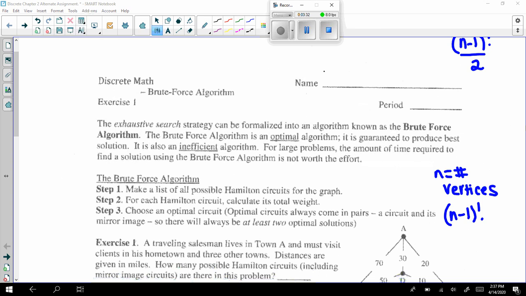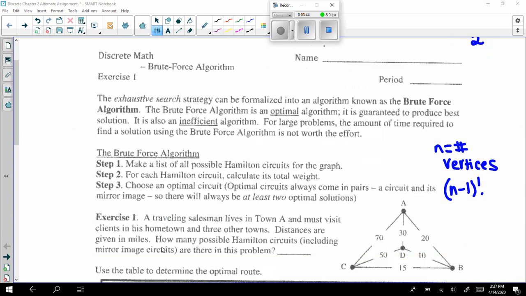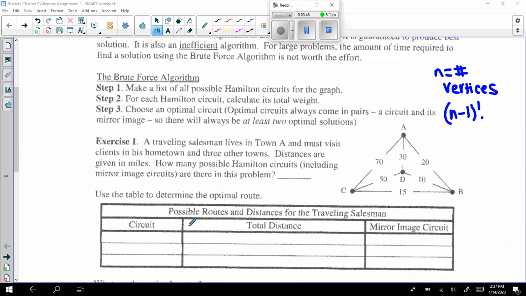So what you're going to do is come up with all the possible lists. And what we did is we did a tree diagram, and then you choose an optimal circuit, right? The one that gave you the lowest amount. So for this one, what's nice is that we created a table, which I think is also a good possibility for it.